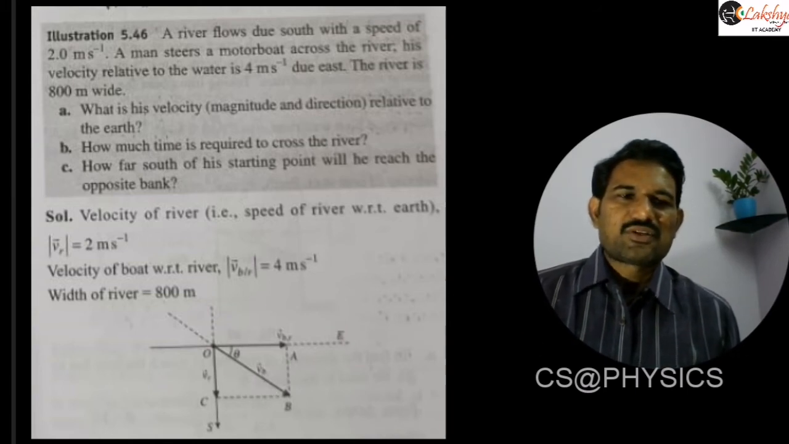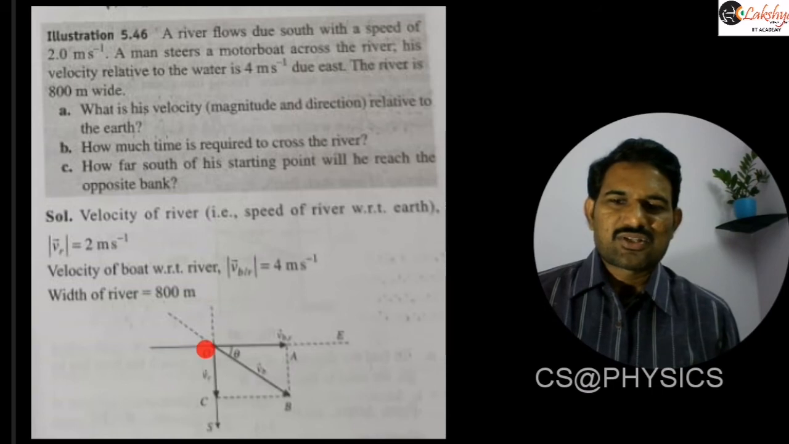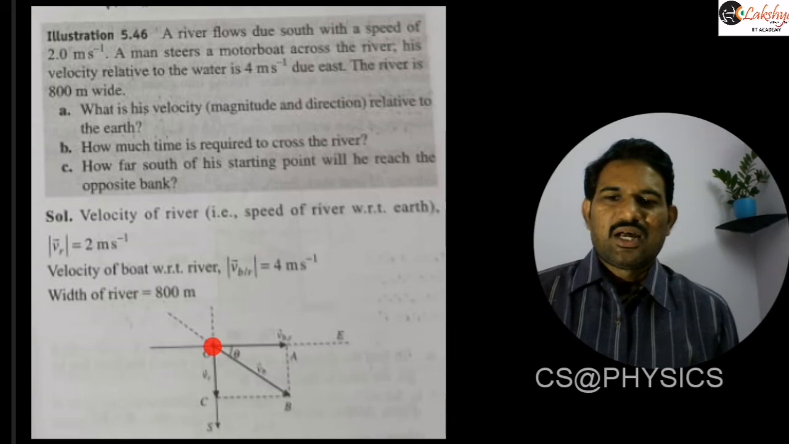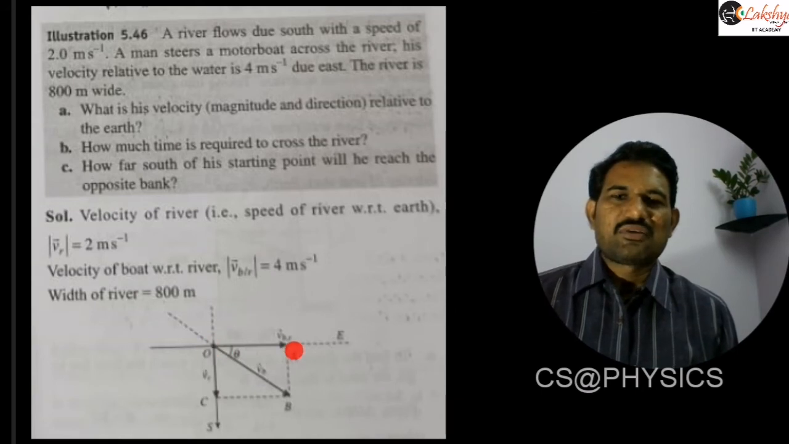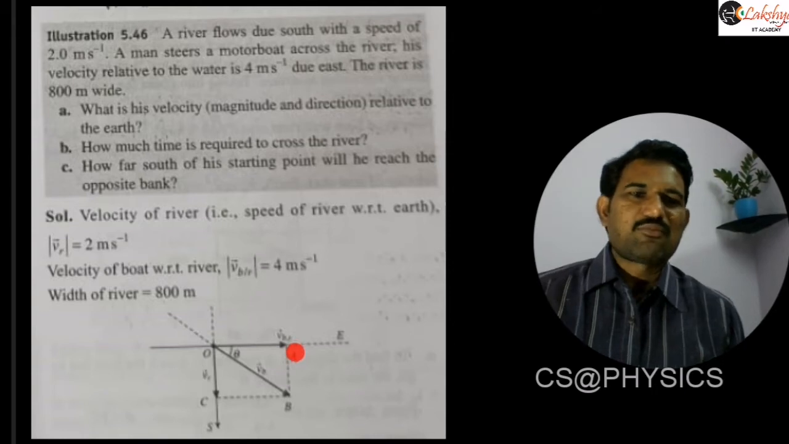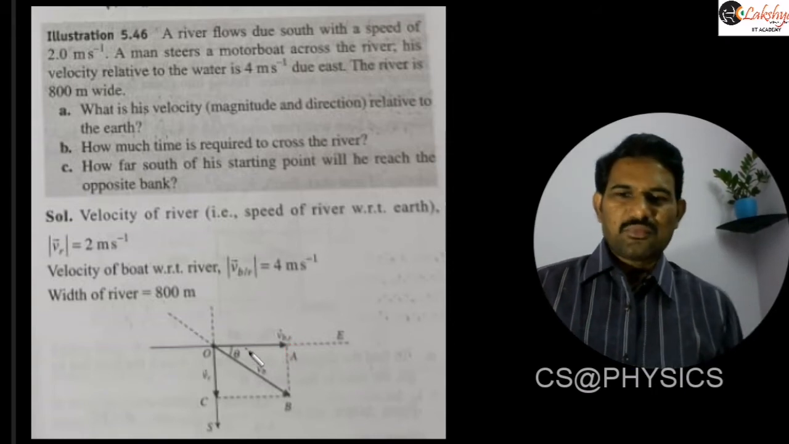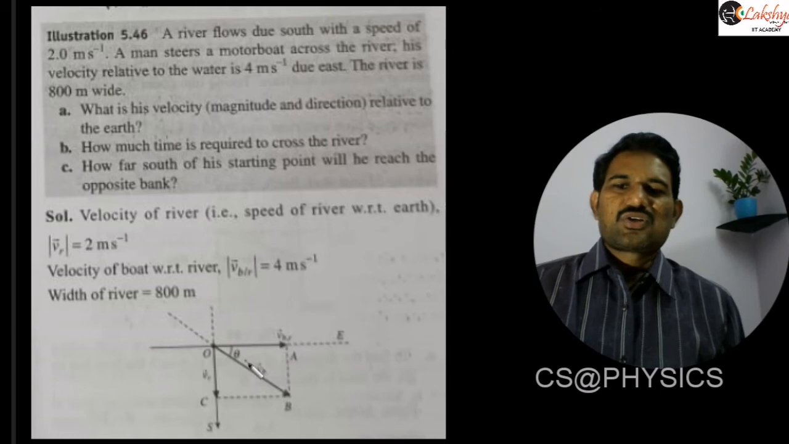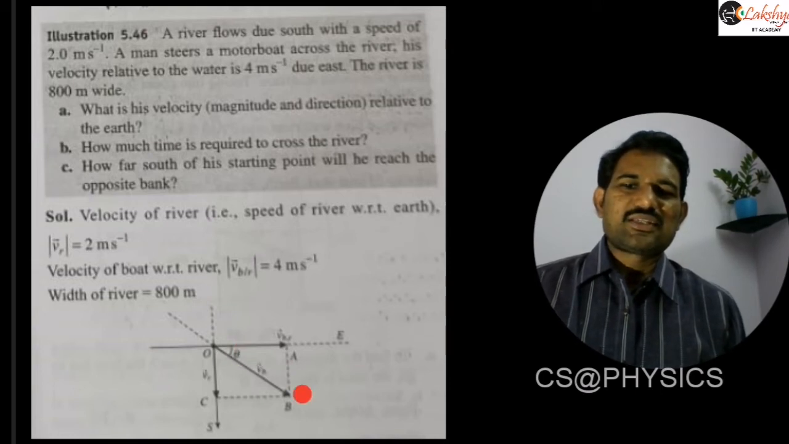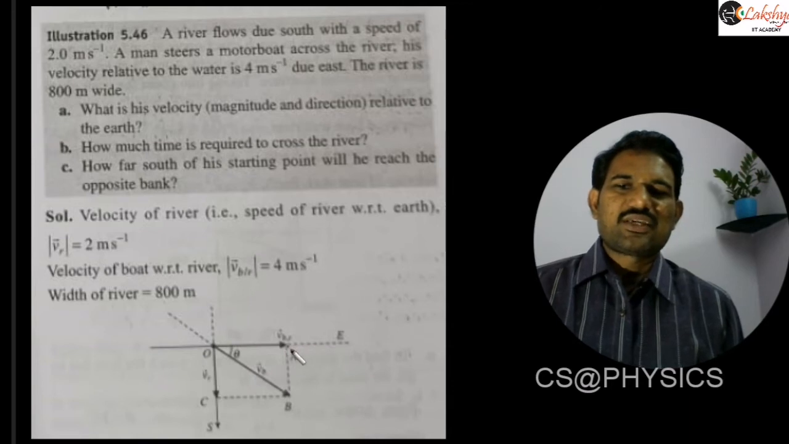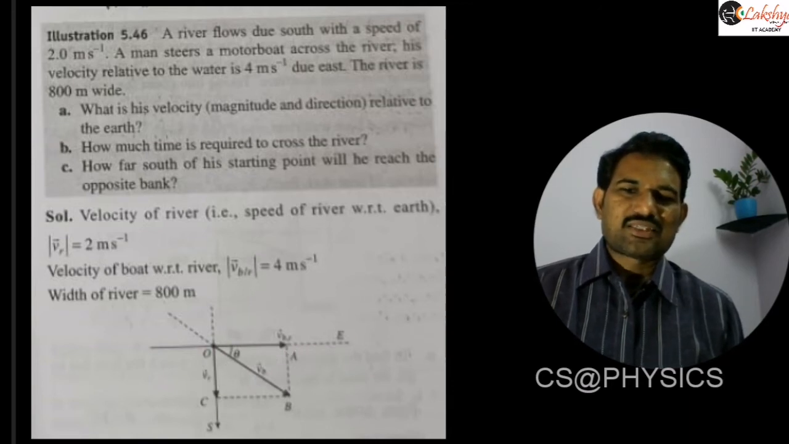So this is the case, and these are the directions. This is our VR direction, VR is towards south, and VBR is along this direction. That means this is the case of shortest time, because for the shortest time the man has to cross the river perpendicular to the flow. Now the resultant velocity has one component along this x-axis and the other along this y-axis.